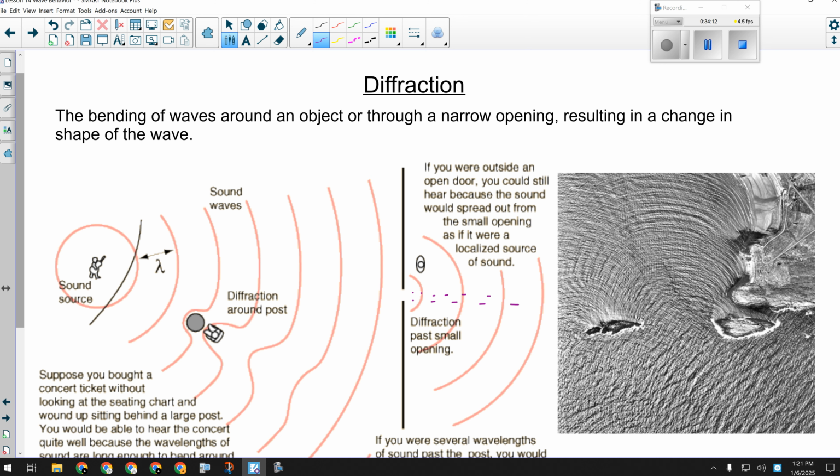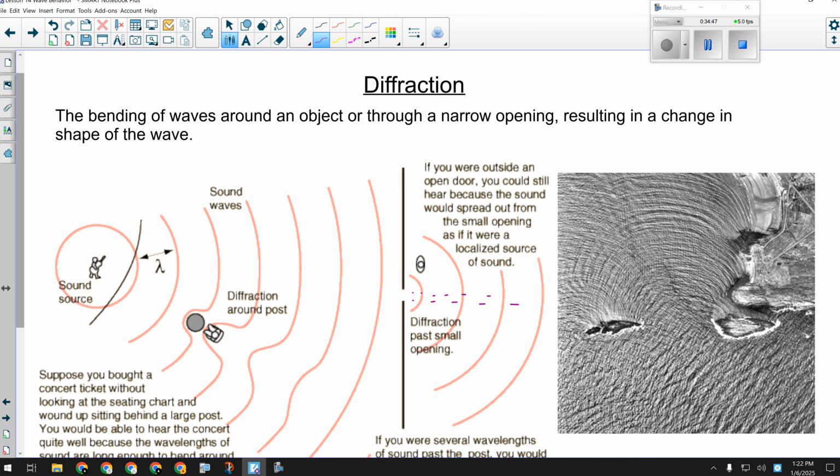It clearly did this. They knew water waves did this. We can see it here in this aerial picture of waves going to the gap between these two rocks. We can clearly see they're far more circular on the other side of the rocks. They've diffracted. So if I'm talking about sound waves, and let's say that I'm at a concert and for some reason I bought a ticket that puts my seat right behind a big post, can I still hear the concert? I can't see the concert, that would be disappointing, but I could still hear it because the sound waves will diffract.